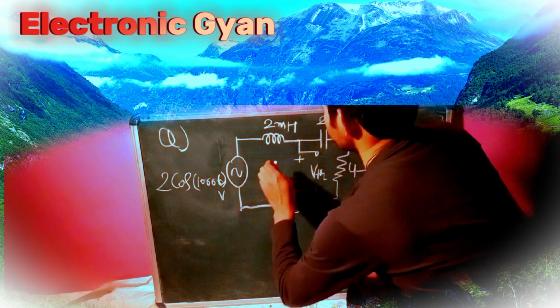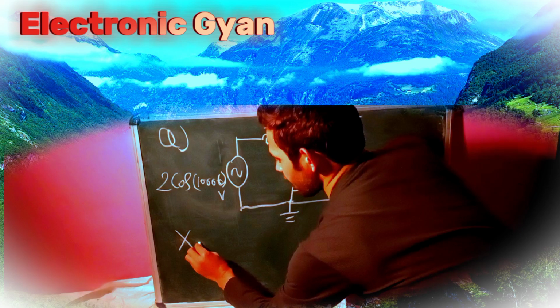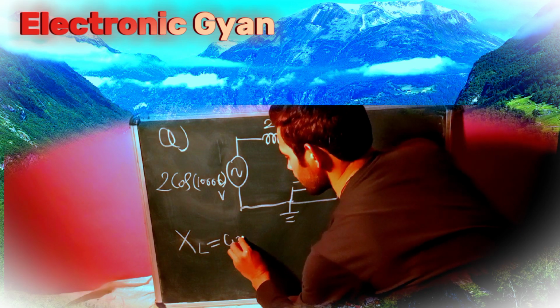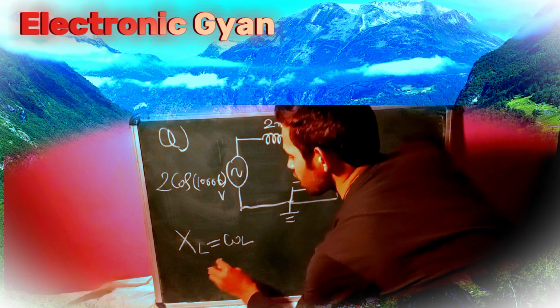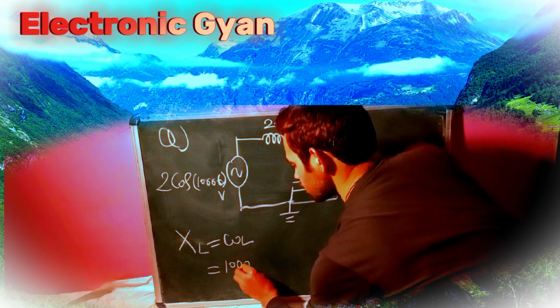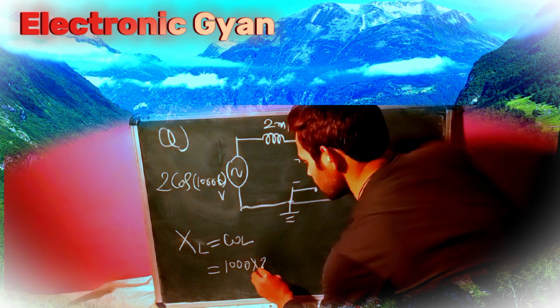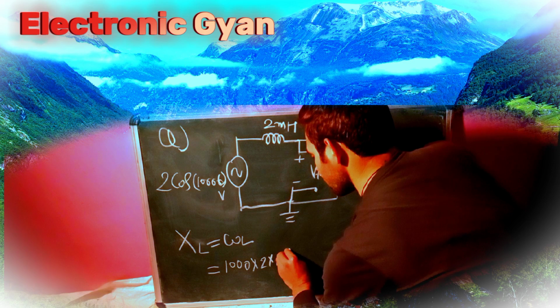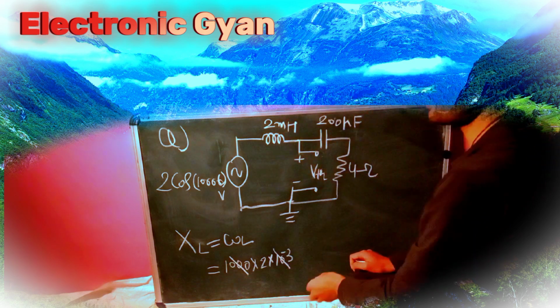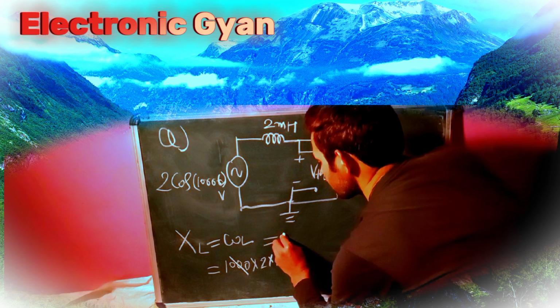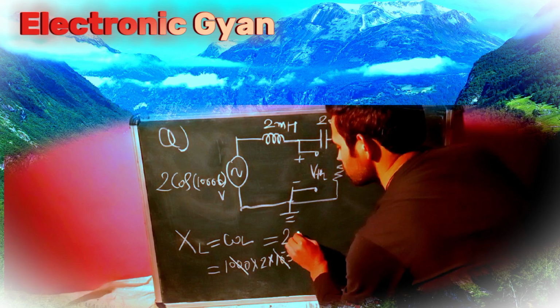For that, inductive reactance XL is equal to omega L. Omega is 1000, and the inductance is 2 millihenry. The milli and the 1000 cancel out, and we get XL equal to 2 ohm.